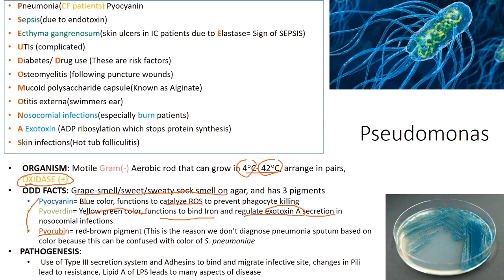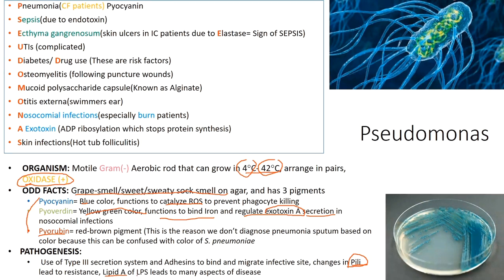And then pathogenesis, it uses a type 3 secretion system and adhesins. It binds and migrates and infects the tissue wherever it is, skin or ear or lungs. It changes its pili. Remember, anything that has pili is able to have mutations in that to change it so that our immune system goes, oh, I don't have any response to you. Then the T and B cells recognize it and start creating antibodies against it, but then it changes its pili. So now it's like, oh, this is a new infection. So it evades for a longer amount of time using those pili changes. It's almost like disguises. Interesting. And that can lead to the resistance.